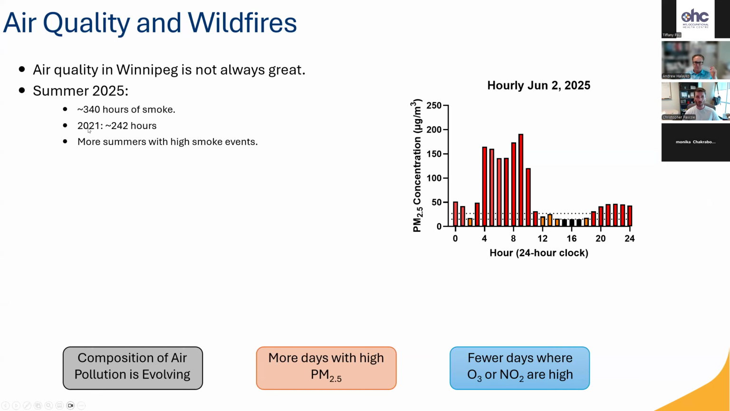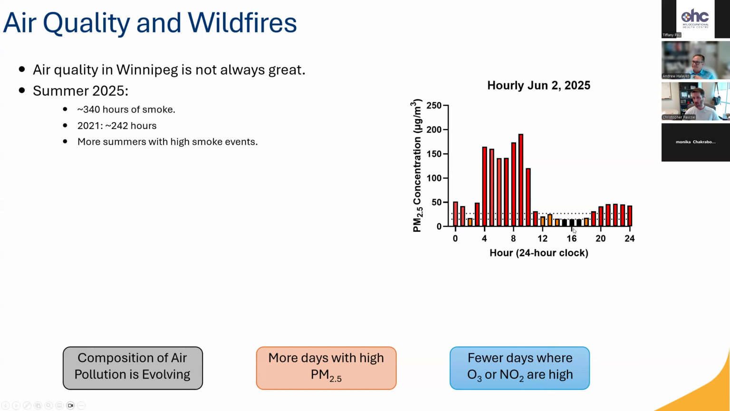To compare, in 2021, which was another bad year in Winnipeg, although not with fires in Manitoba but fires blowing in from mostly Ontario, we only spent 242 hours under smoke advisories. So last year was very bad. This over here just shows how particulate matter changes over the course of a day. This was June 2nd.